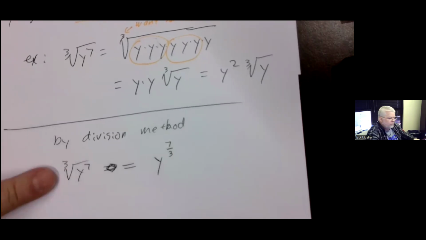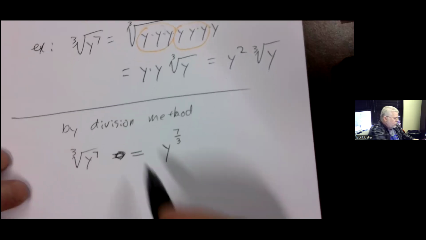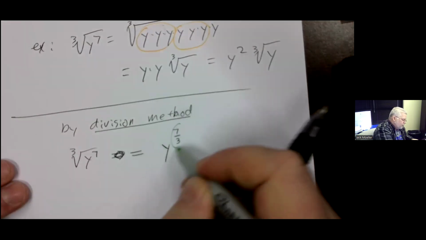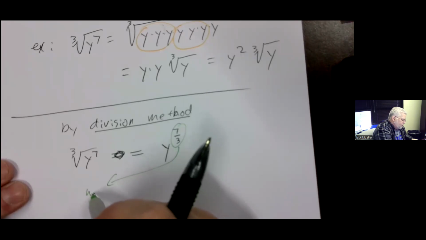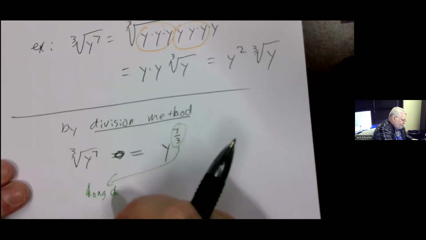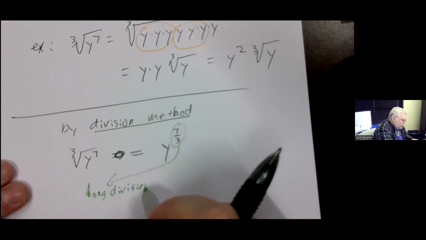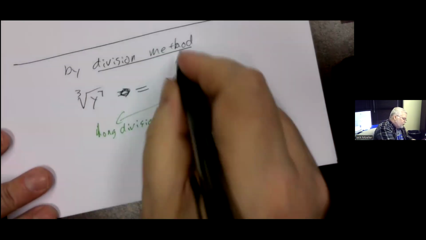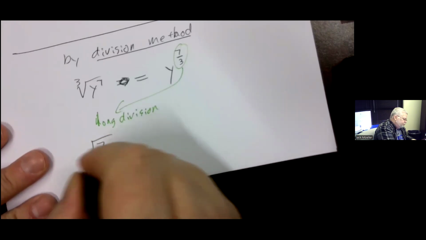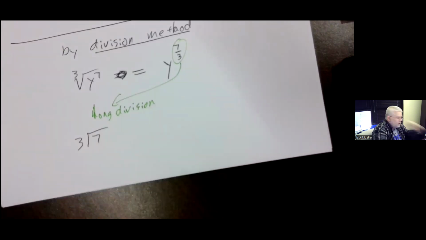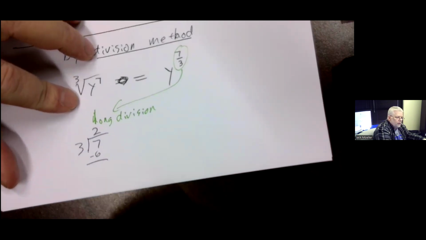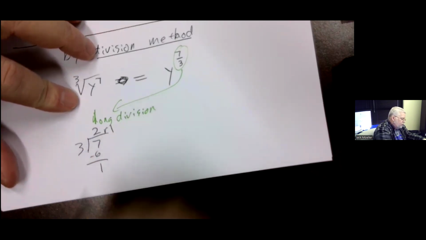So how does that help us simplify this? Well, the reason we call this division method is we're going to take that 7/3 and divide. We're going to do long division. We're not going to do decimal division. We're going to do long division with a remainder. So we always do the top divided by the bottom. We're doing 7 divided by 3. And so 3 will go into 7 twice. And when we subtract that, we get a little remainder of 1.